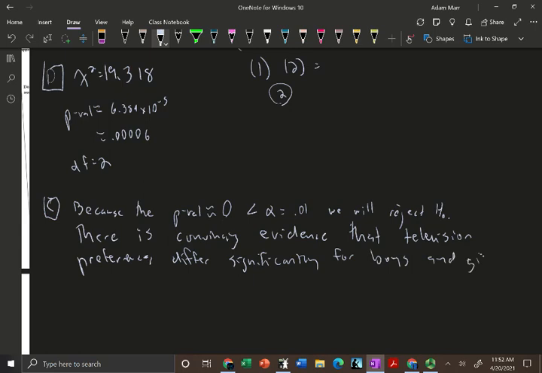Now, notice I'm not saying for boys and girls like those in the study. I'm not doing that because it's a random sample. You only have to say that if there's not a random sample, so then you're just talking about people like those in the study. But in this case, just say for boys and girls, okay, because it's a random sample.